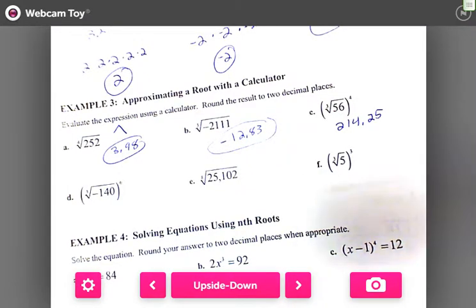So if you want to get that funky little thing up, you hit control and then this, and then you can enter. Okay.